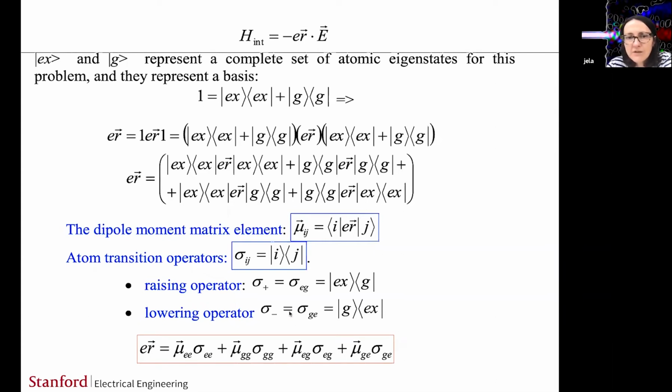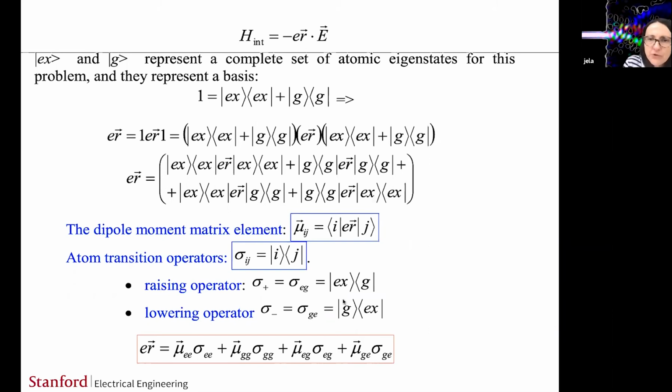Okay, so we just introduced this dipole moment matrix element, mu ij, to label these numbers in the expression. For example, this one here would be mu gg, and this one would be mu ge. So they're corresponding to dipole moment matrix elements between different transitions, or different energy levels, that you have in the atom.